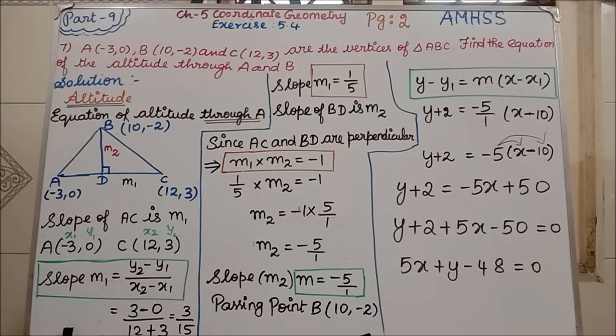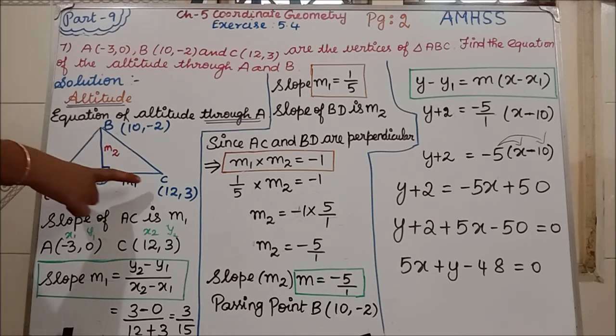Now y2 value is what? 3. y1 value is what? 0. So 3 minus 0 divided by x2, which is 12, minus x1, which is minus 3, so minus minus becomes plus 3. So 3 divided by 15. If you cancel 3 and 15, in the 3 table how many times does 15 come? 5 times. So slope m1 is equal to 1 by 5. Clear students?